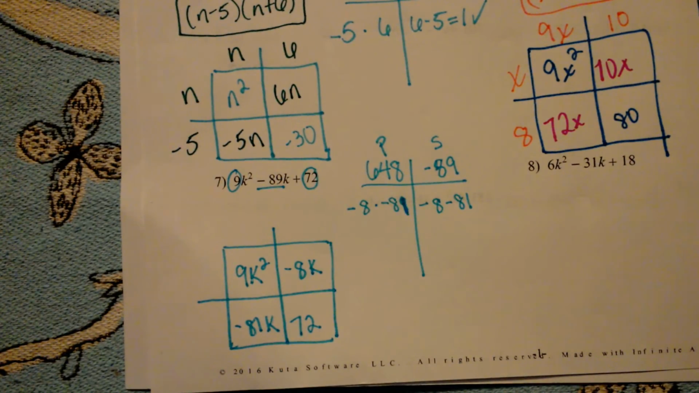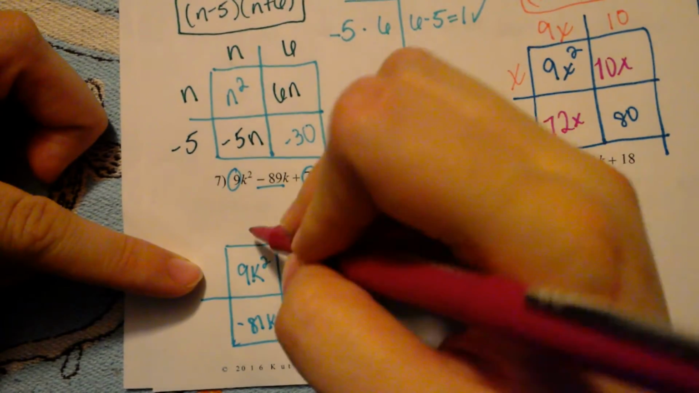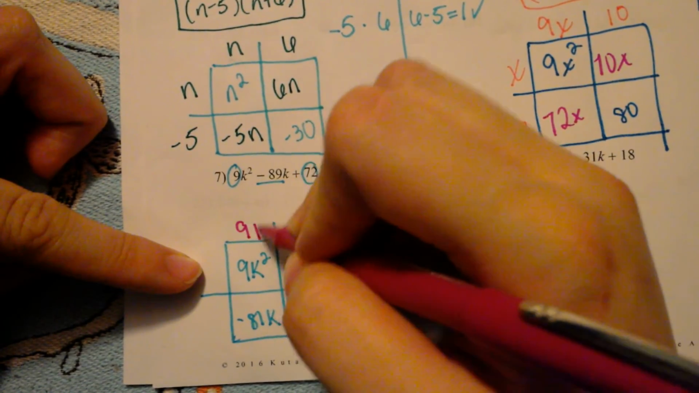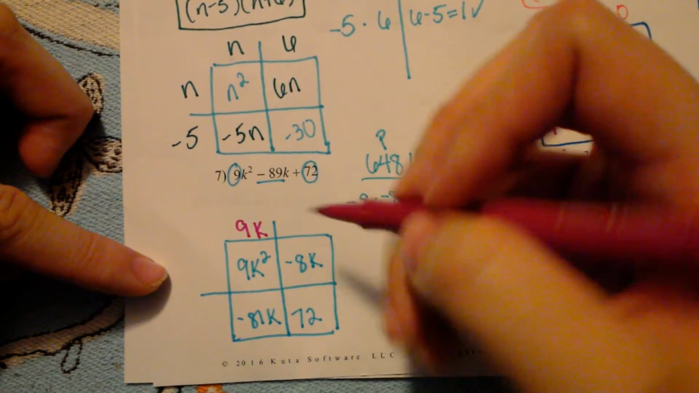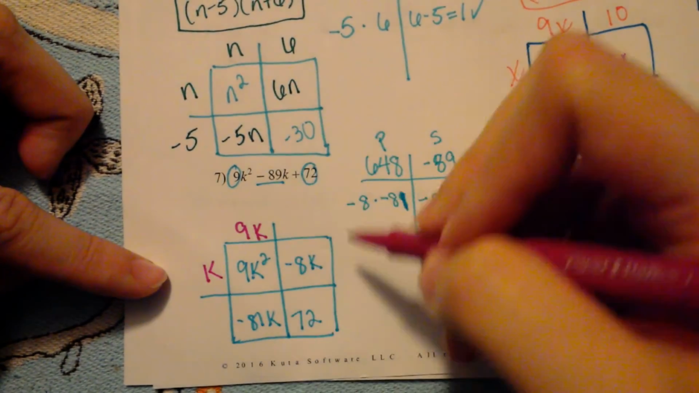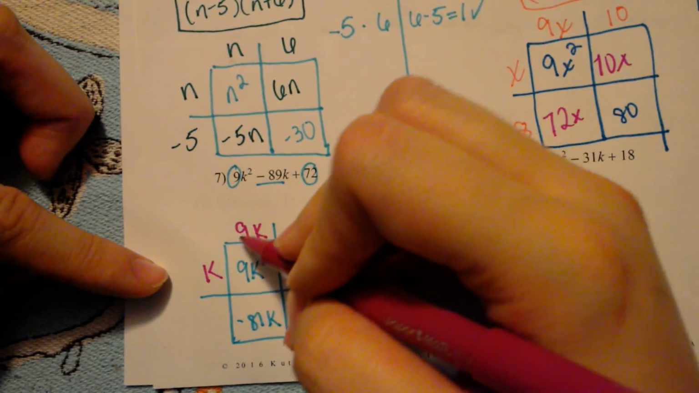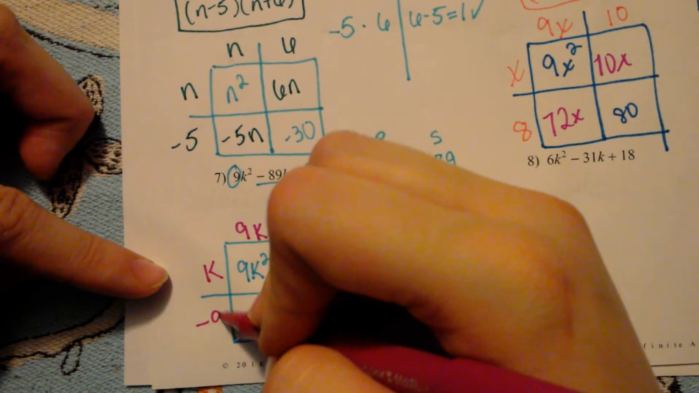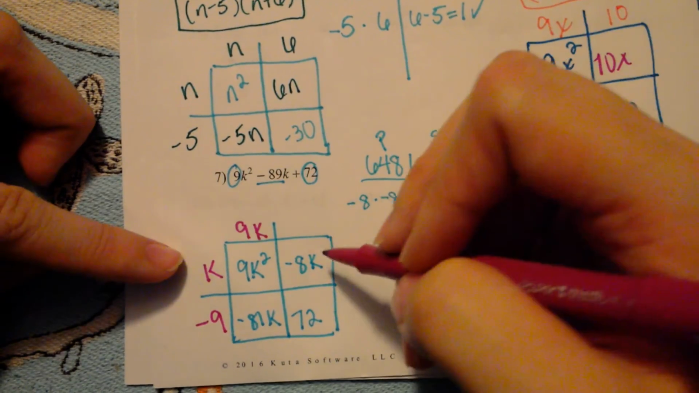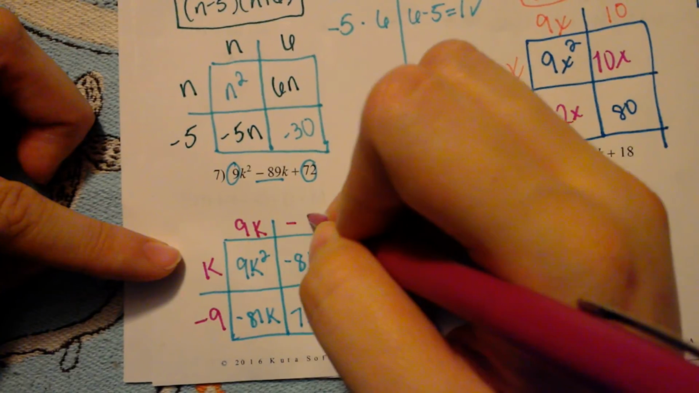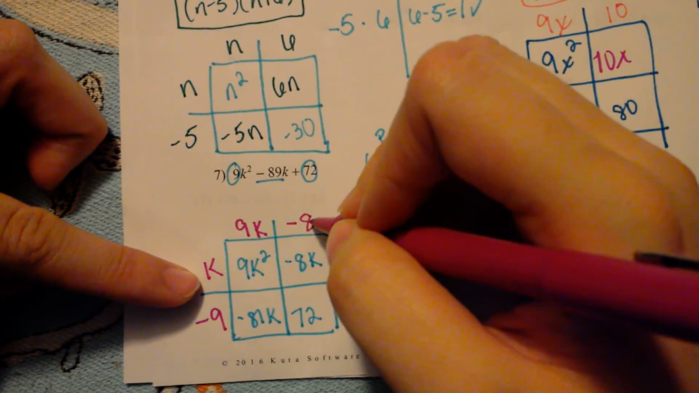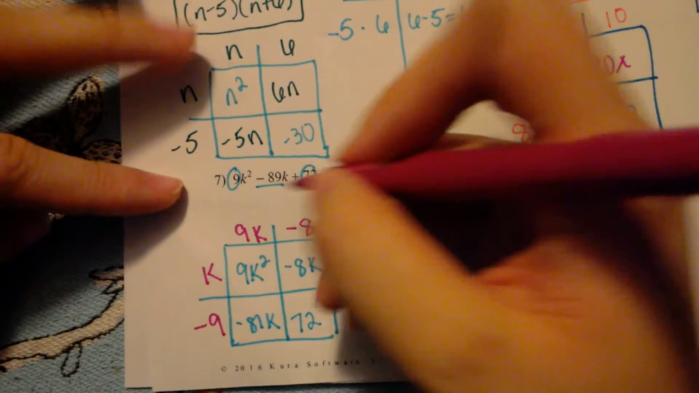So 9 and 81 have a 9 in common, and there's a k in common. Going across, 9 and negative 8 only have a 1 in common, but there's a k in common. And then, so 9 times negative 9 gives me negative 81. Then going down, that has to be a negative 8. K times negative 8 is a negative 8k.